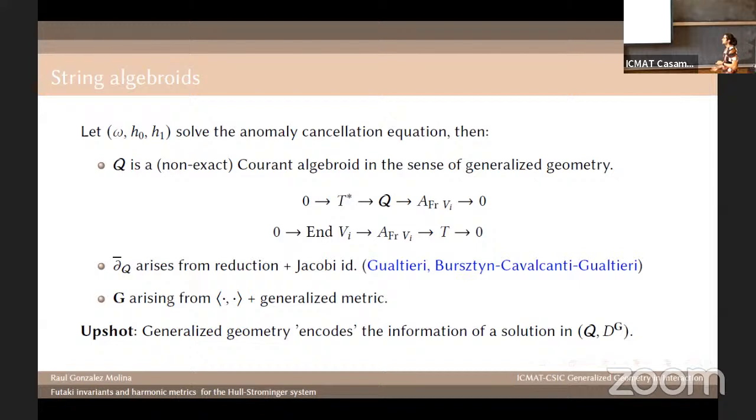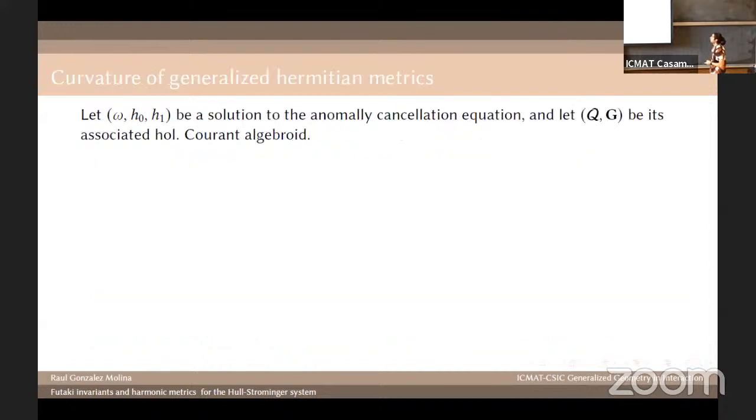So the upshot is that generalized geometry is a formalism that permits to encode the information of a solution to the anomaly cancellation equation in a current algebroid, and we have a preferred metric, and a preferred connection, that is the Chern connection of the metric. Okay, so now I will assume that I am given a solution to the anomaly cancellation equation, and I consider this string algebra. And from now on, I will speak of holomorphic current algebroids, and I will assume I am referring only to this type of holomorphic current algebroids. Okay.